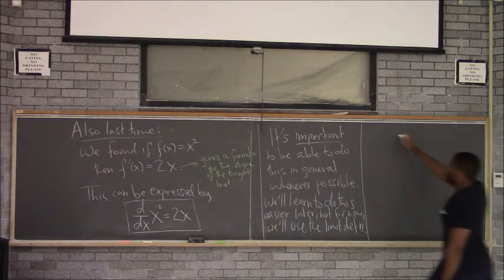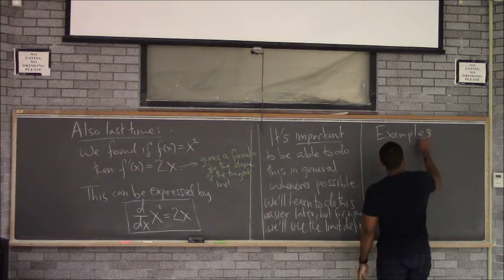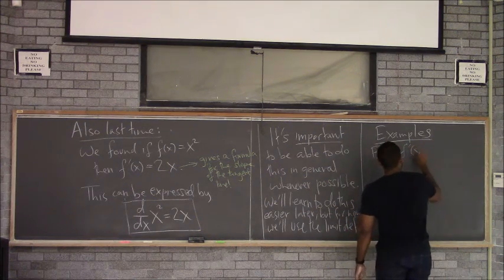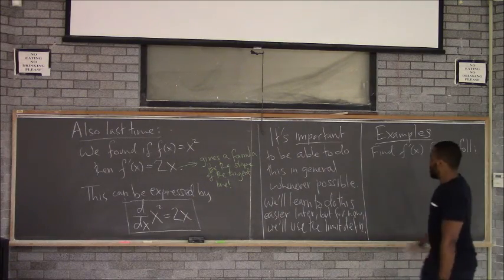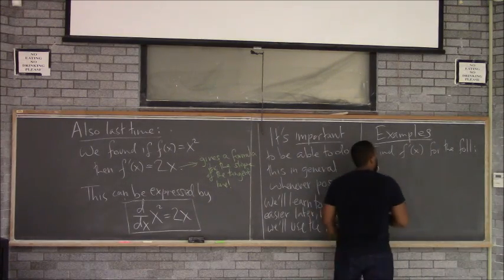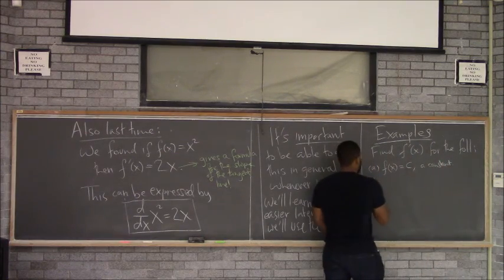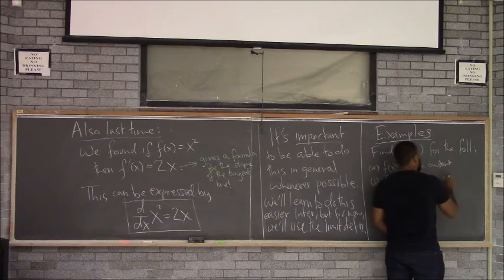Something to think about. Let's do some examples. Find f prime for the following. A. Let's find f prime if f of x equals c, where I'm just talking about a constant. B. What about if f of x equals c times x? Again, c, a constant.